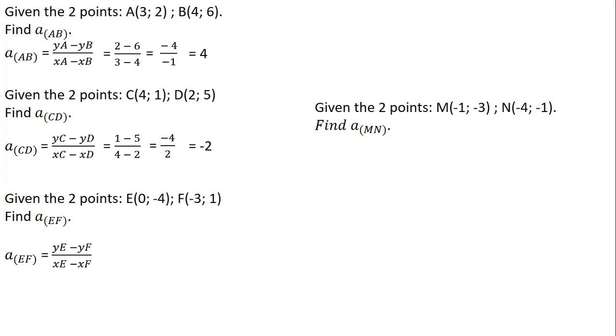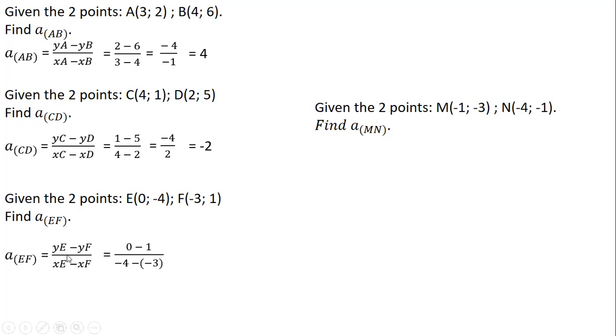What is YE? YE minus 4. Okay, minus. What's YF? And YF is 1. So minus 4 minus 1 over. What's XE? Zero. Minus. What's XF? Zero. XF. Minus 3. Where do we replace the minus 3? Between the parentheses. Okay, so this is what Mahdi said.